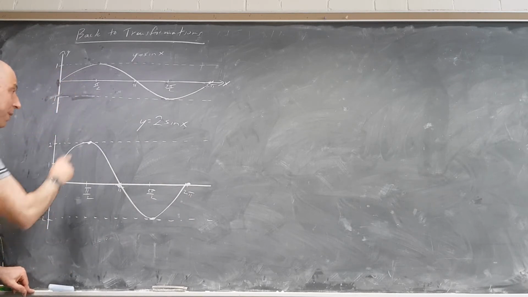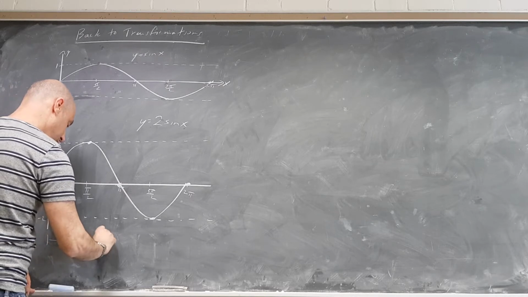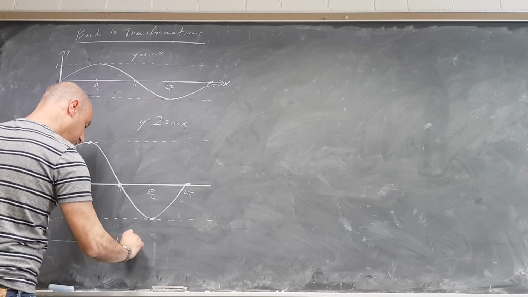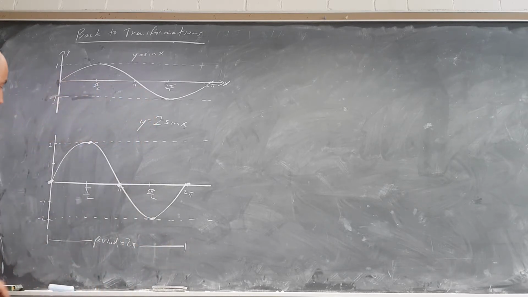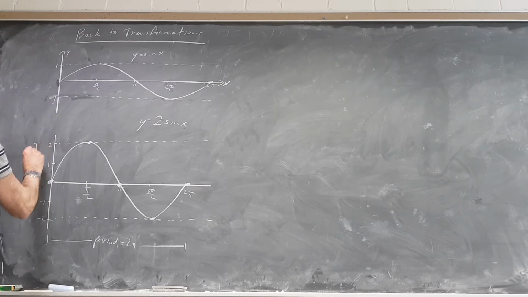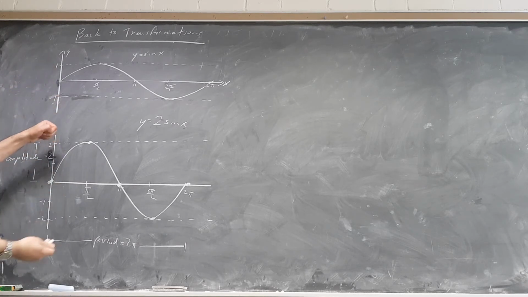It has the same period as it had before. So the period is still equal to 2 pi. The amplitude, the distance from the middle to the top, that's been stretched. The amplitude is now equal to 2. It was 1 before, now it's 2.